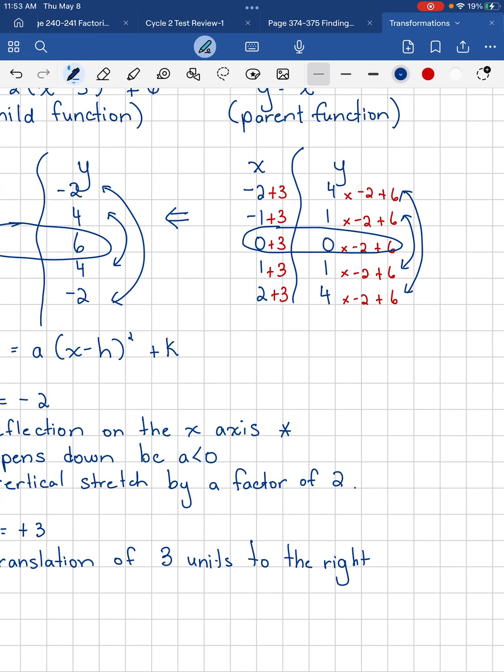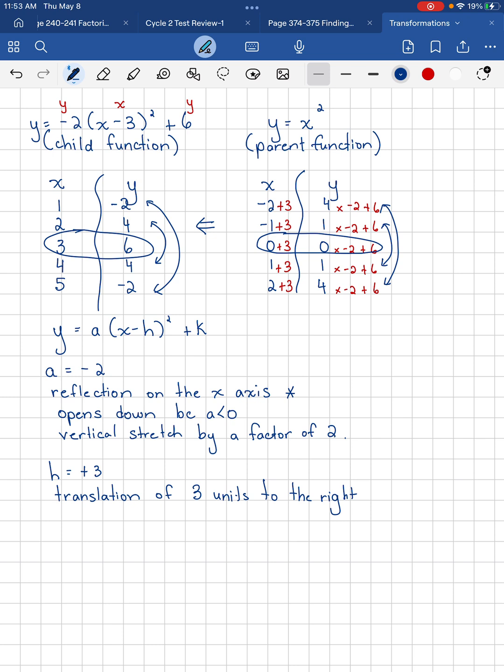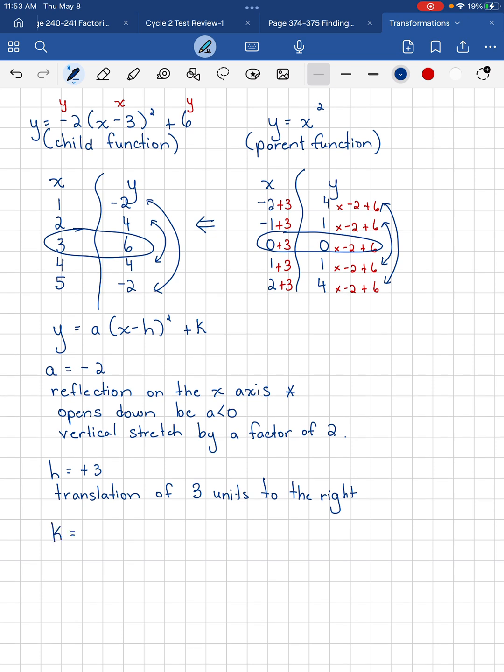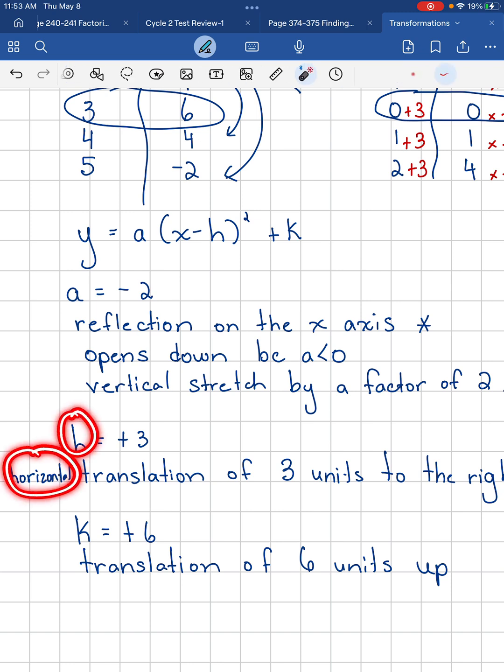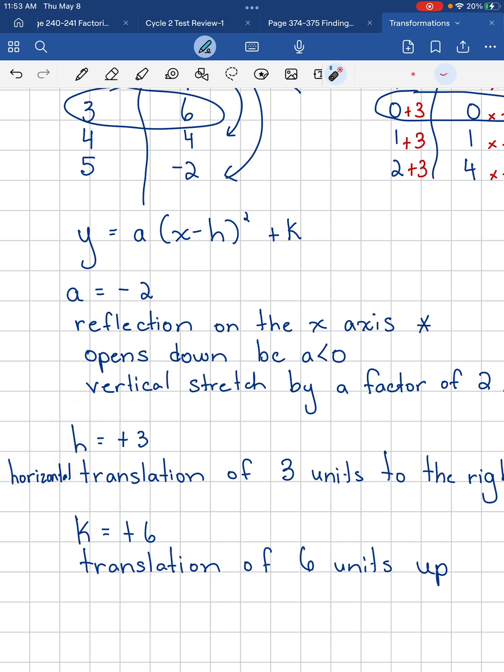It's always the opposite. And then finally, we have the last value of k, and k is equal to +6. It's also a translation, which means it's gonna move 6 units, and this time it's going up. Now, I forgot to mention that because it's moving to the right, it's a horizontal translation. The trick that I like to use for that is that the word horizontal starts with the letter H. That's my little trick there.